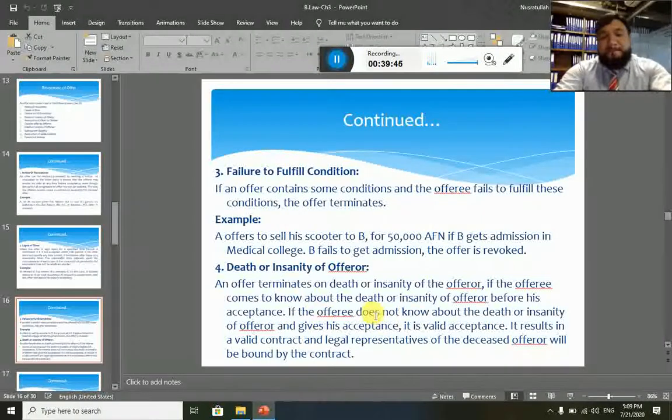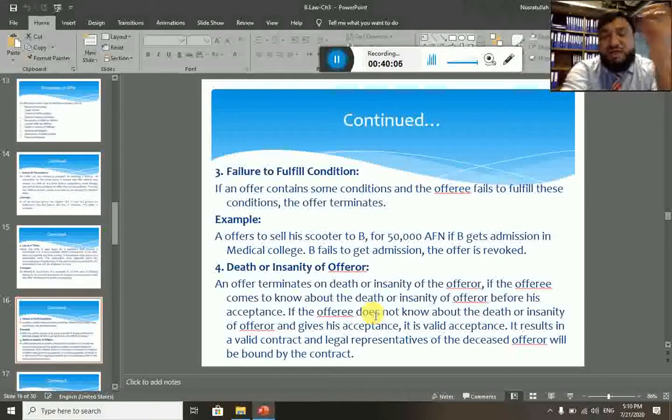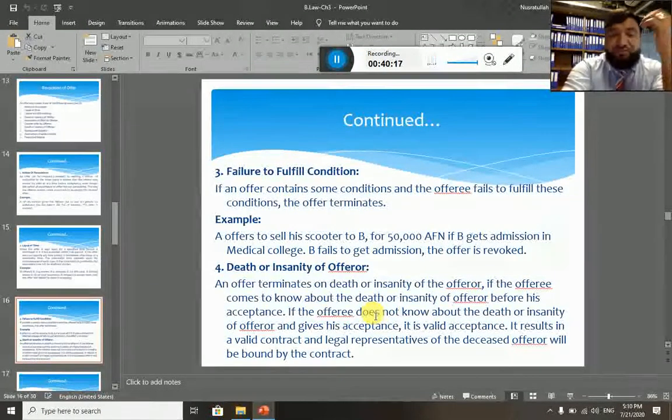When the person who makes an offer dies before the acceptance of the offer, the offer is revoked. But if he dies after the acceptance of the offer, it is not revoked. Similarly, the same applies to insanity. Then who will carry out the contract with the offeree, the person to whom the offer is made? The legal representatives of the offerer, of the person who has died, right?